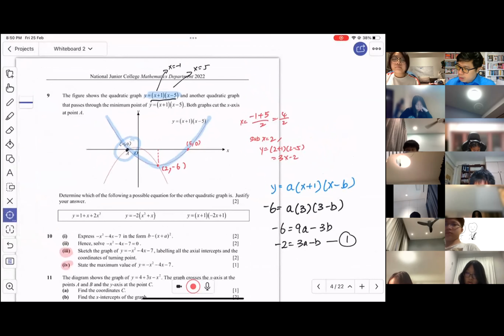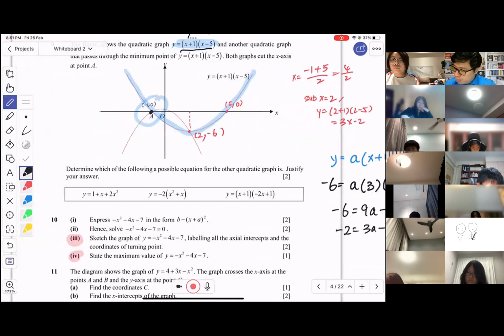Oh, wait. Oh, so nice. Actually, I don't even need to guess. I can just look at these three. It's very obvious it's this one because you can see there's an x plus 1. And there's another intercept here, which is positive.